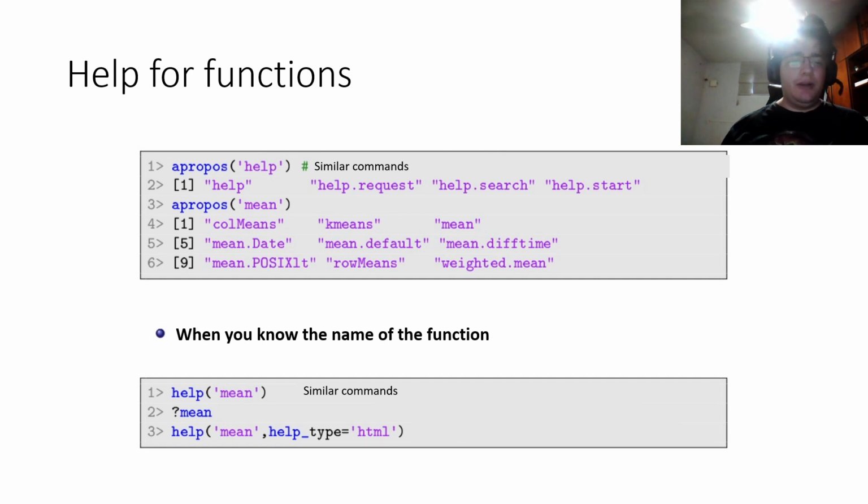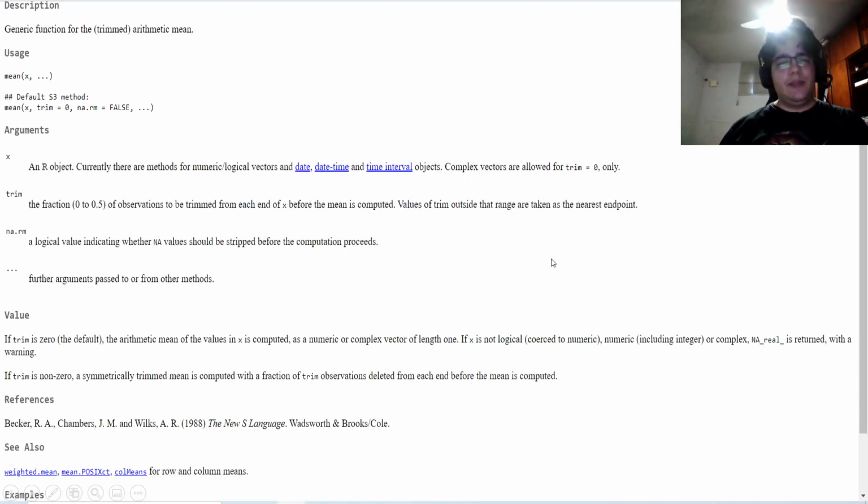So when we have a name to search for help, we type help, and inside parentheses we say the name of the function, for example mean, or we just type a question mark and the name of the function, for example mean, and it will return for you a help page, a help screen with the description of the function. In this case, it's the help for the mean function.